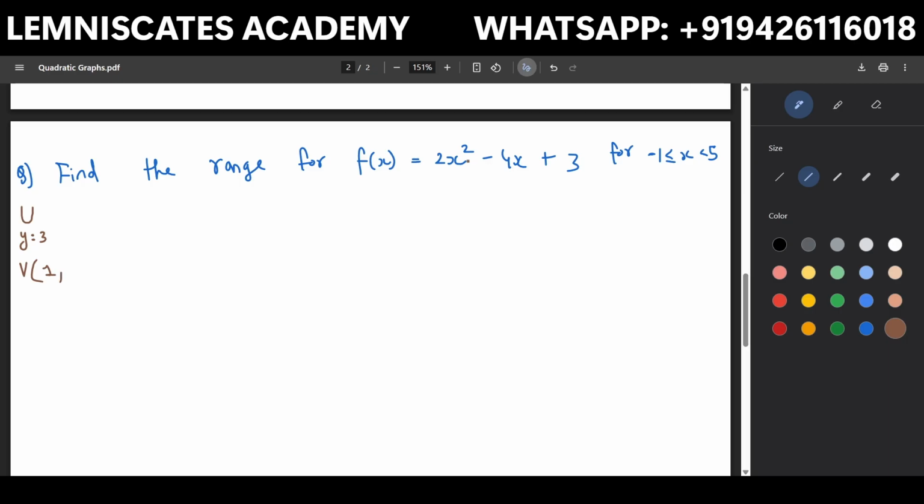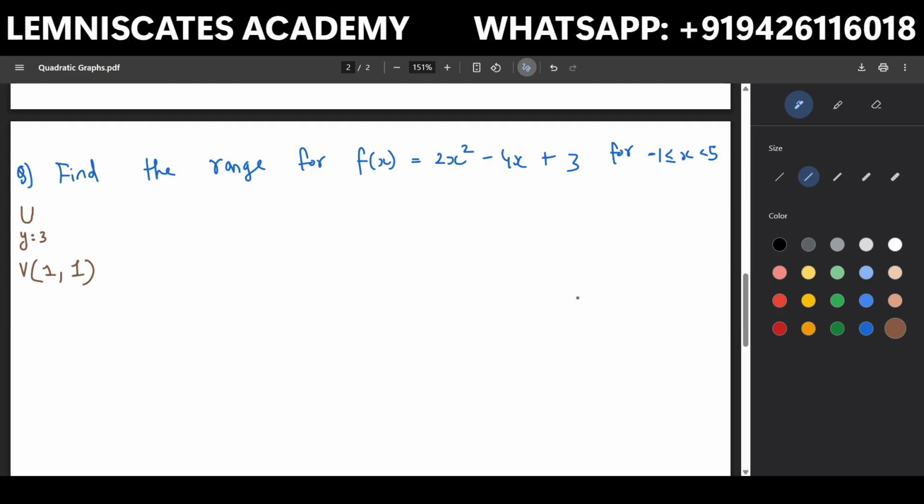How do you find the y value? Put 1 in this equation and get the respective output that becomes the y value. So 2 times 1 is 2, minus 4 times 1 is minus 4, plus 3. So 2 minus 4 is minus 2, minus 2 plus 3 is plus 1. So 1 comma 1 becomes your vertex in this case also.